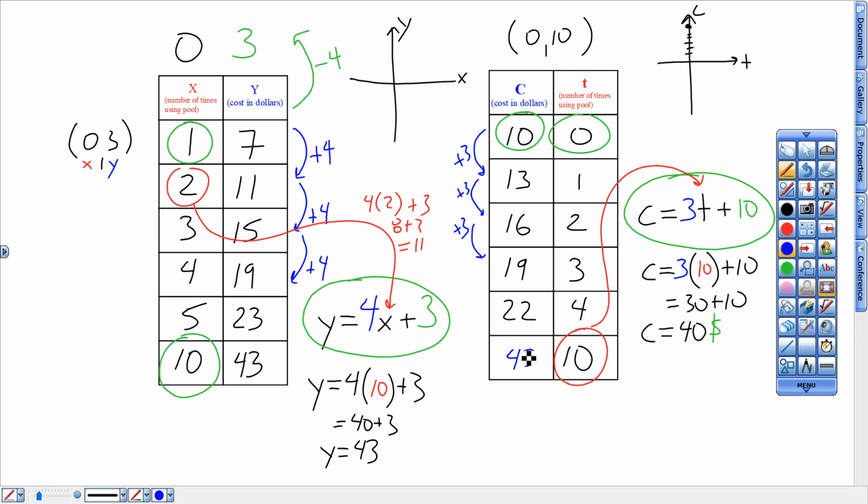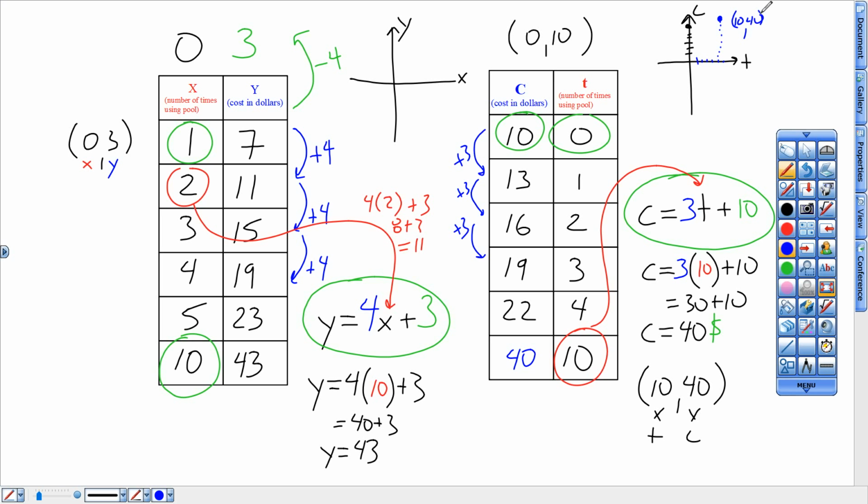That coordinate, which is really the coordinate 10, 40, 10 for X, Y is 40, but we're using T and C, would be plotting it the same way. Go over 10 and then go up all the way up to 40. That's where that point would be. And that represents that after 10 times that pool cost me $40. All right, next word is boot.